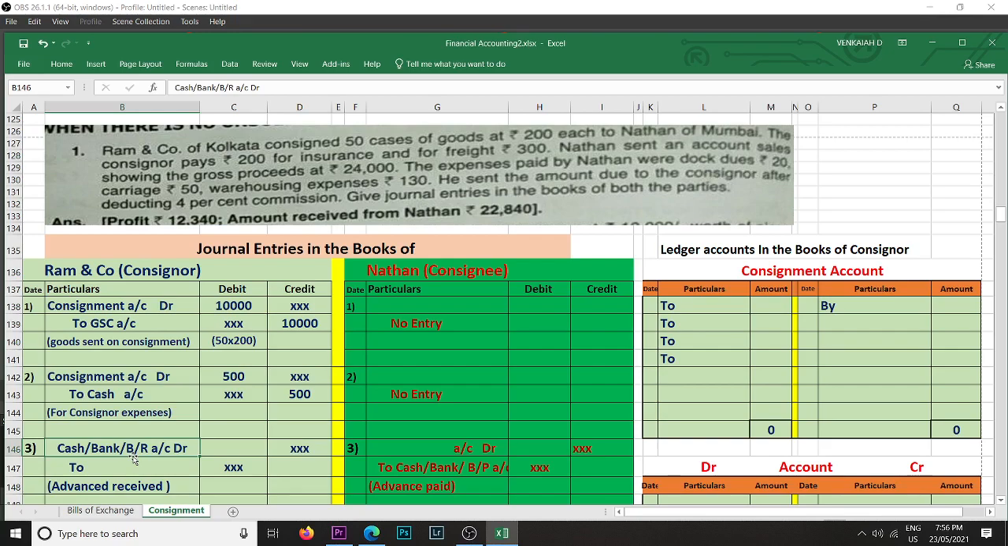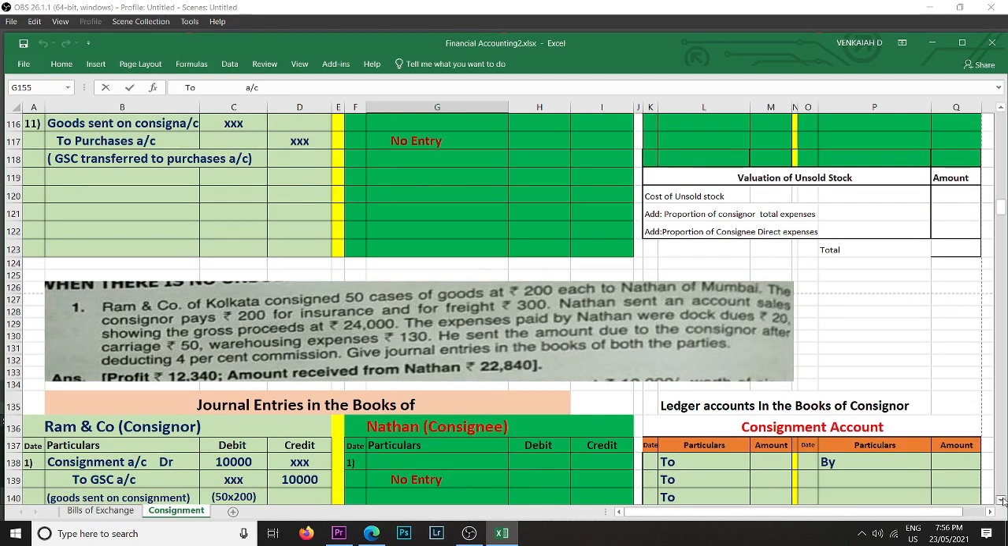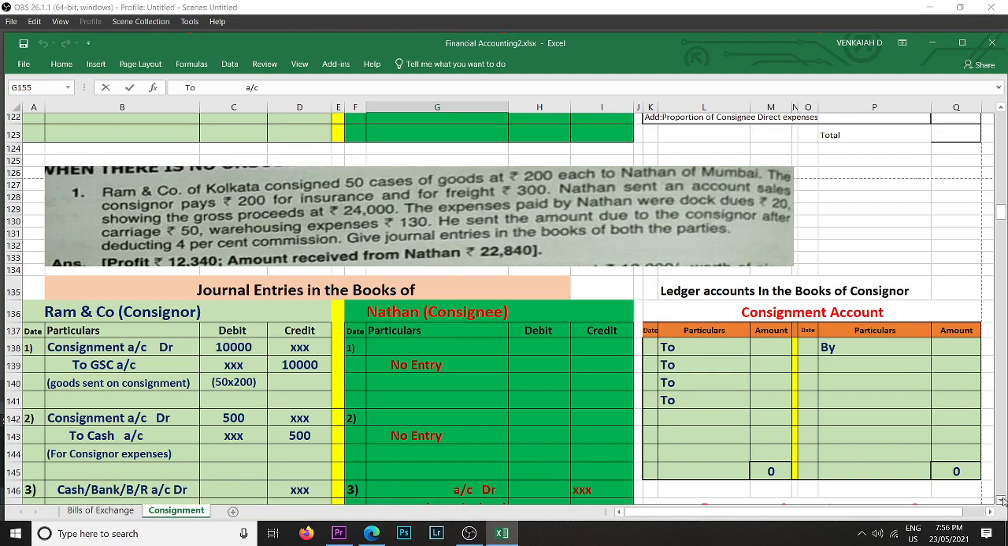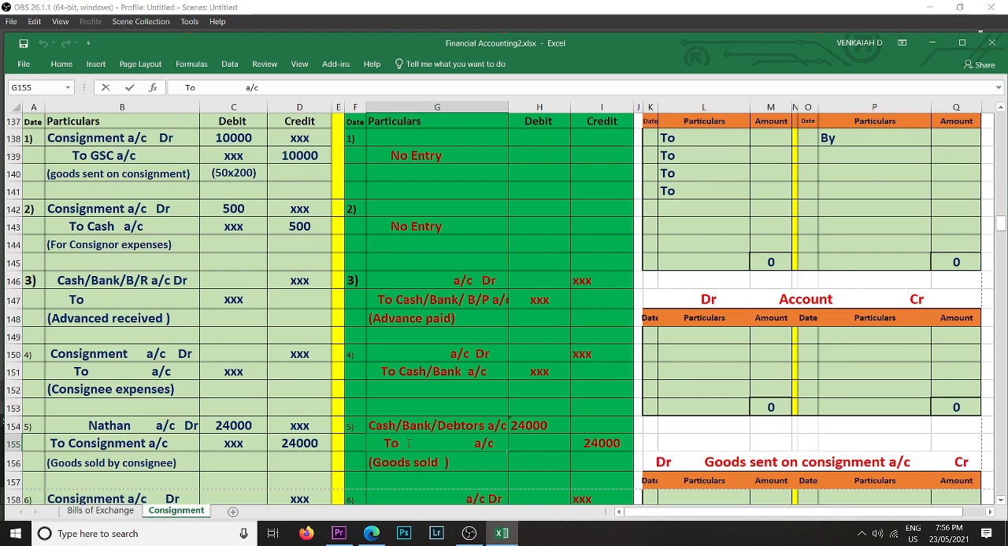Here also we will record in the books of the consignee: cash account debit. What is the name of the consignor? Ram and Co. Yes, Ram and Co. Goods sold by consignee.